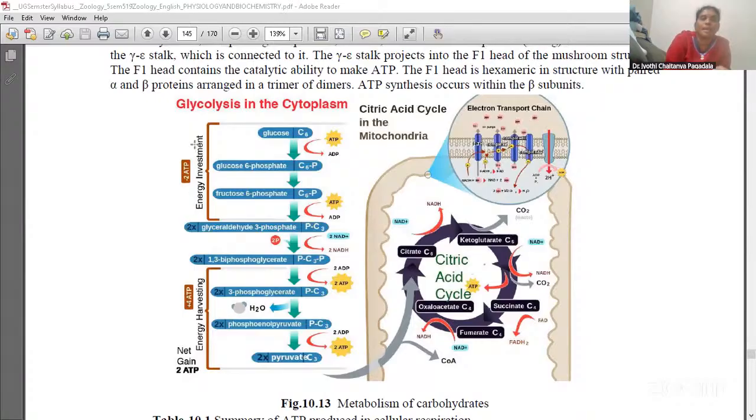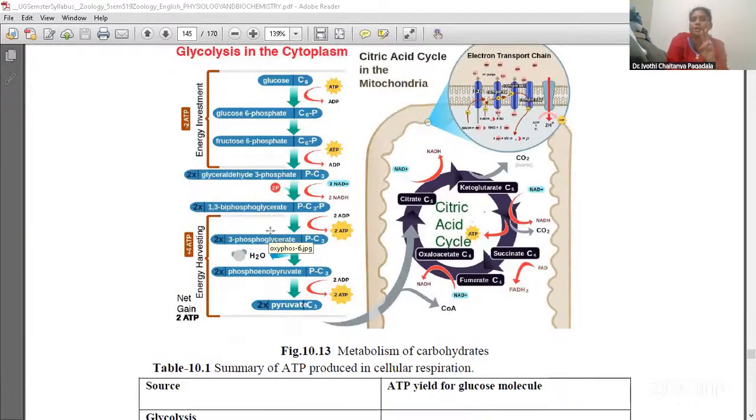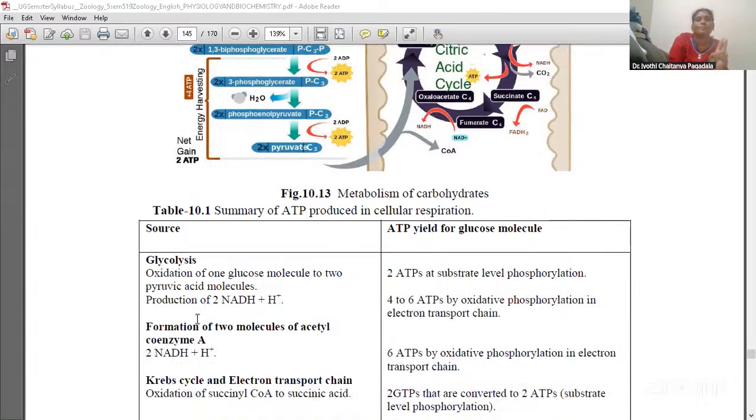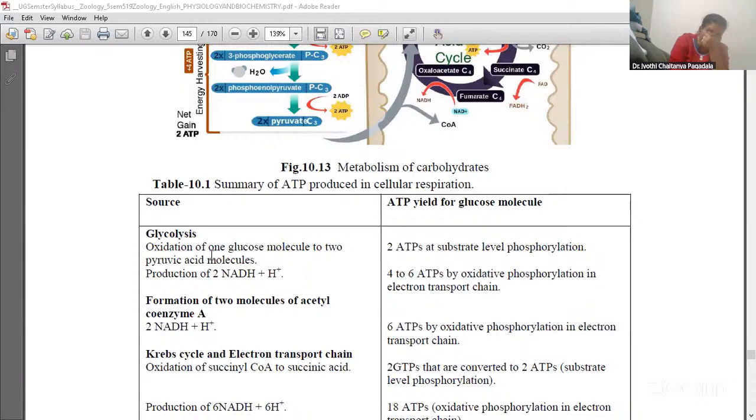Here, the energy investment stage is the first level where the ATP energy involvement may take place. In the energy harvesting stage, the releasing of 2 ATP means the net gain of the ATP is 2 ATP molecules. So here in the glycolysis, oxidation of one glucose molecule to two pyruvic acid molecules.